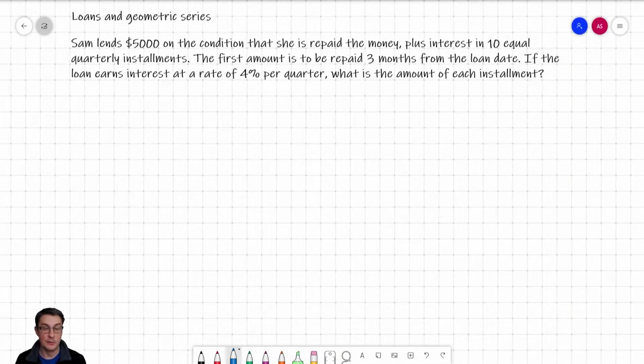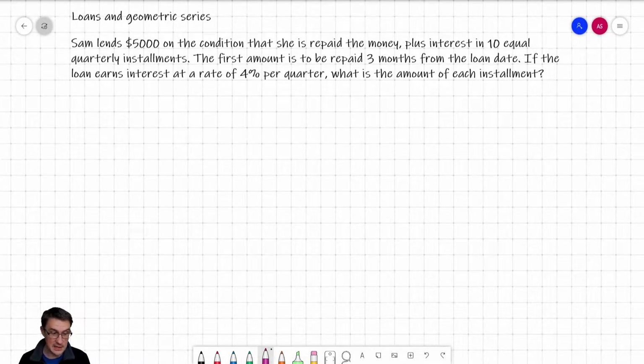Amazing people. We've got another example here of loans in geometric series. So Sam lends $5,000 on the condition that she is repaid the money plus interest in 10 equal quarterly installments. The first installment is to be repaid 3 months from the loan date. If the loan earns interest at a rate of 4% per quarter, what is the amount of each installment?